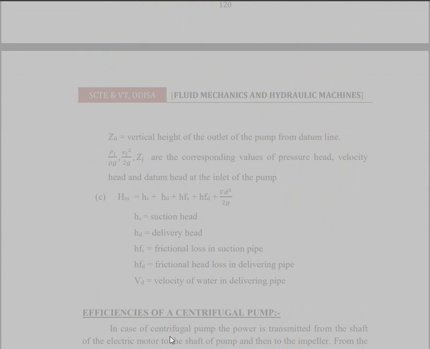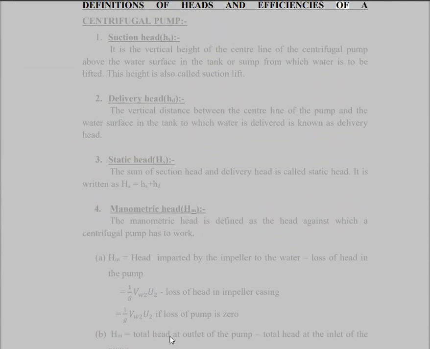120. Definitions of heads and efficiencies of a centrifugal pump. 1. Suction head, Hs. It is the vertical height of the center line of the centrifugal pump above the water surface in the tank or sump from which water is to be lifted. This height is also called suction lift.